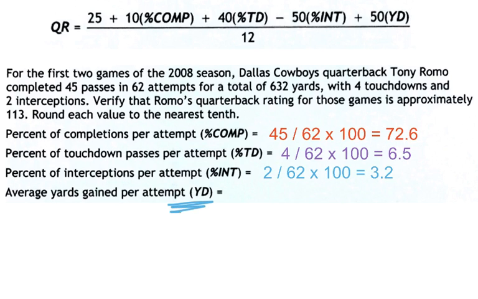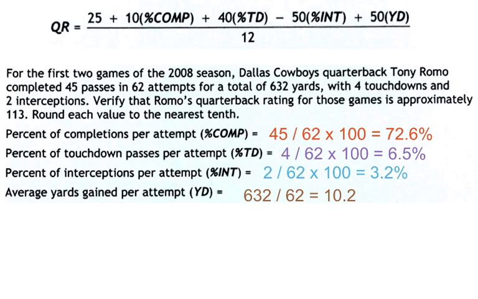And then the last one is average yards. Notice there is no percentage, so we're not going to be multiplying by 100. Average yards is the number of yards per attempt. So that is 632 yards divided by 62, which comes out to be 10.2.